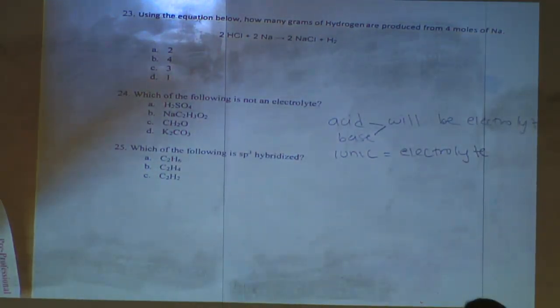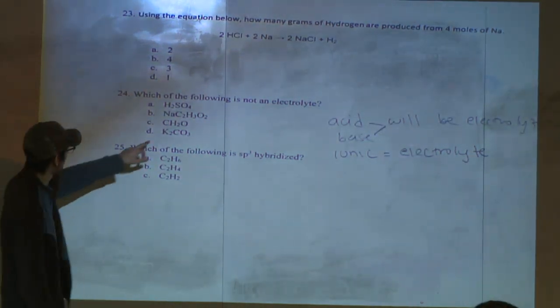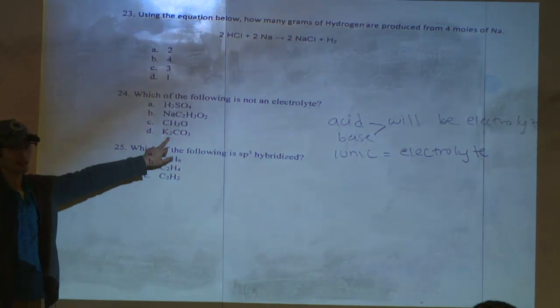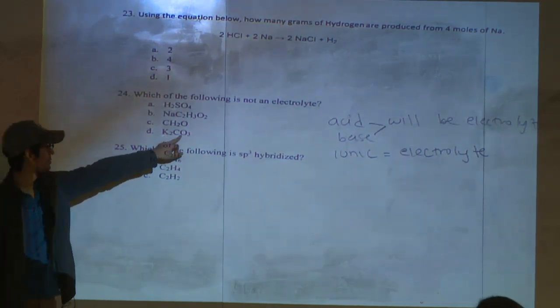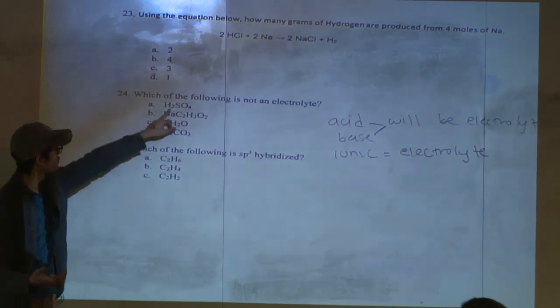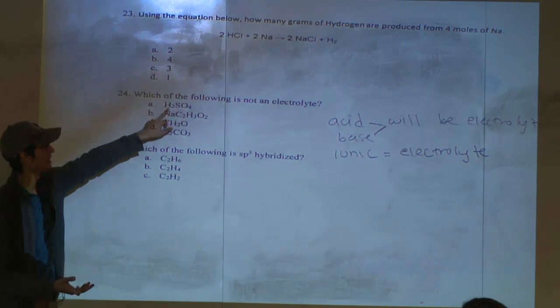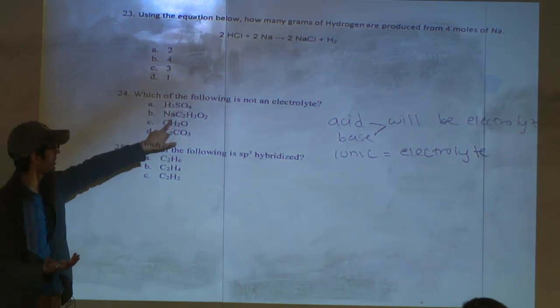Do any of these stick out to you as not being ionic? Because essentially, one of these things, when you put it in water, will not dissolve into ions. For example, if I put D into water, I'm going to get K plus ions and some CO3 minus ions. So that's an electrolyte. H2SO4, we have sulfate, SO4 2 minus, and H plus ions. So that will be an electrolyte.